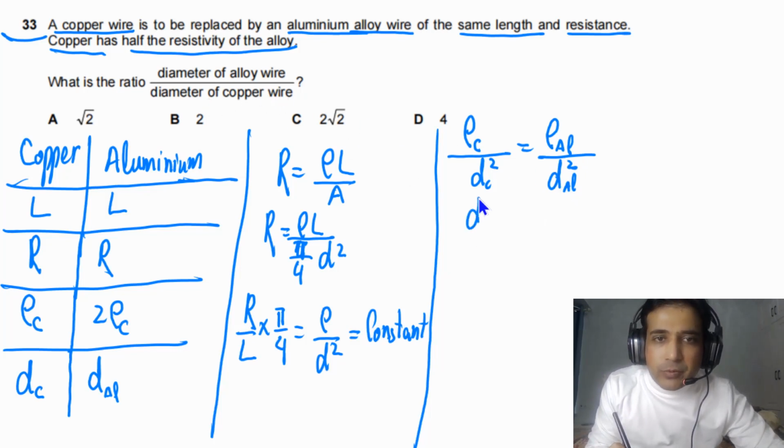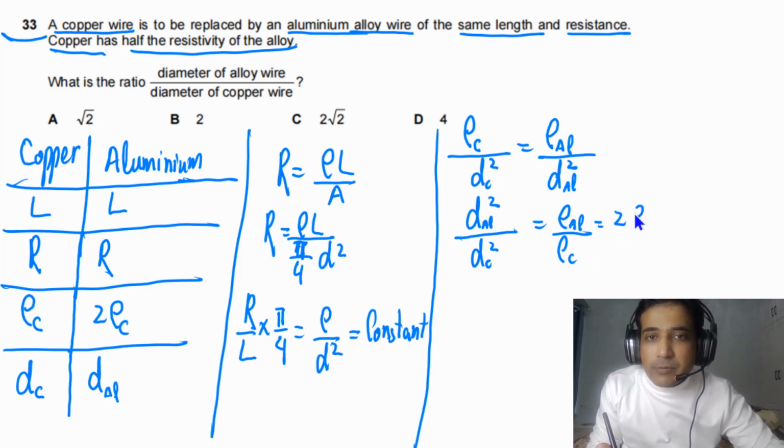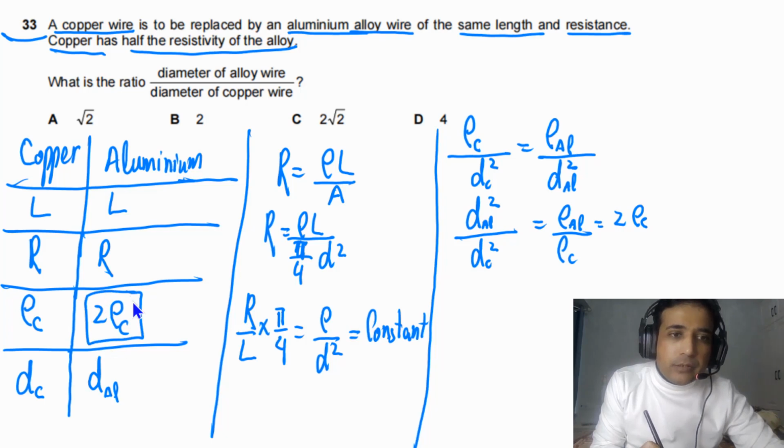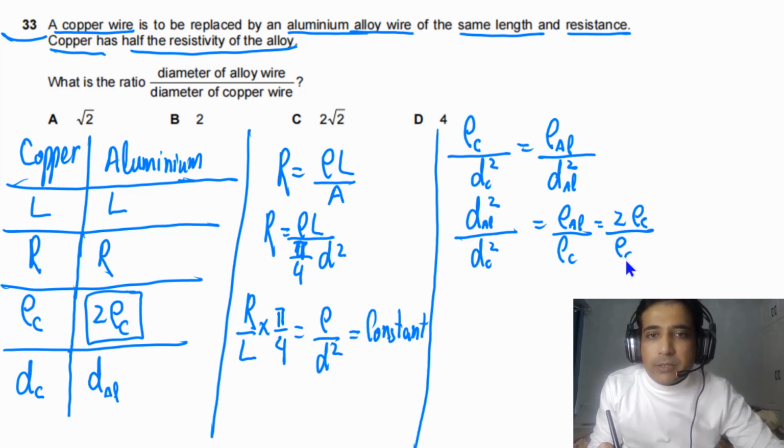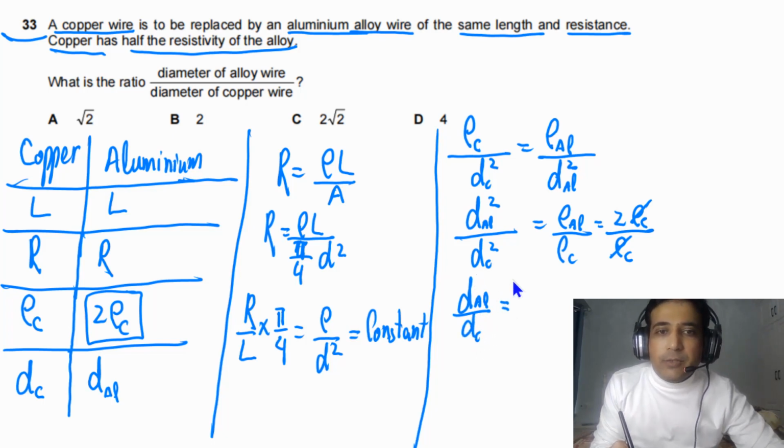So we can rearrange, we just cross multiply, and say this is DAL square divided by DC square. This one has to be equal to rho AL divided by rho C. And the resistivity of aluminum wire is 2 times the resistivity of copper as it is given here. And we divide this by the resistivity of copper, so the resistivity of copper we can cancel. Now we are left with DAL square divided by DC square, and this one is equal to 2.